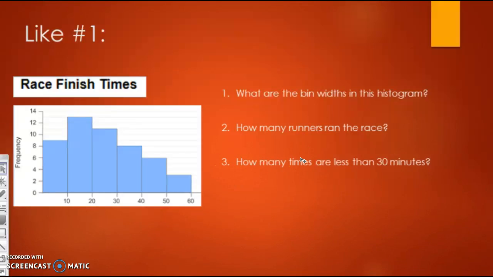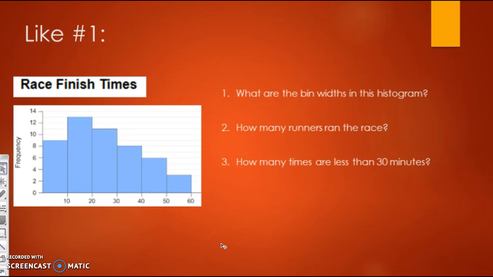All right, so this is number 1 on your interim assessment. We are looking at a histogram here, and it says that these are race finish times. Down across the bottom are the times, maybe 10 minutes, 20 minutes, 30 minutes, 40 minutes, 50 minutes, and 60 minutes. And across the y-axis, we've got the frequency, or how many people finished within that amount.